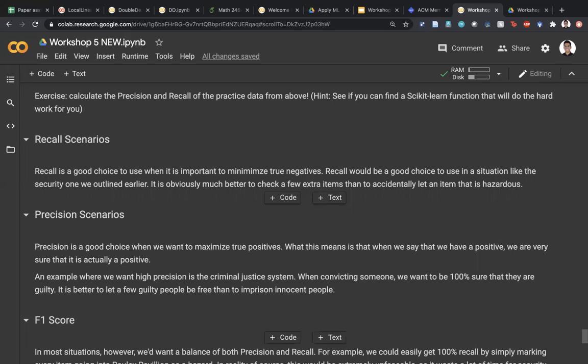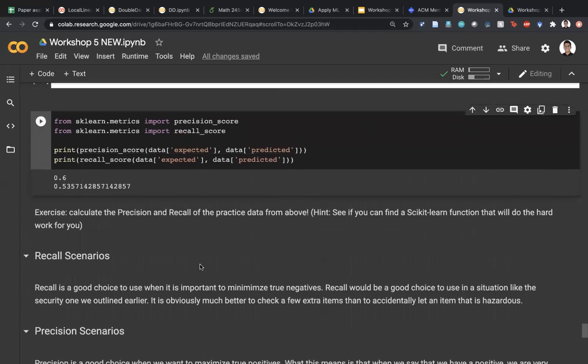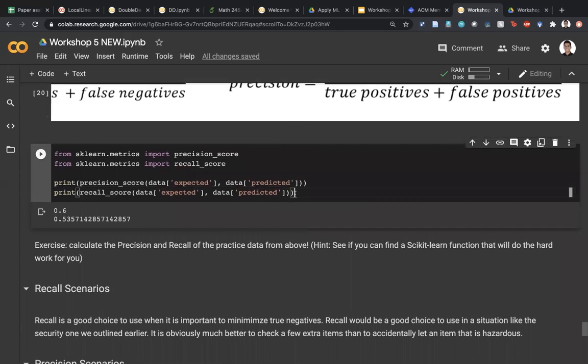So what was the second print statement? Yeah, Varun, if you just want to scroll up real quick and show that. But yeah, so recall is important when we're doing something like security here, right? Because it's much better to check a few extra items than to accidentally let in an item that is hazardous.